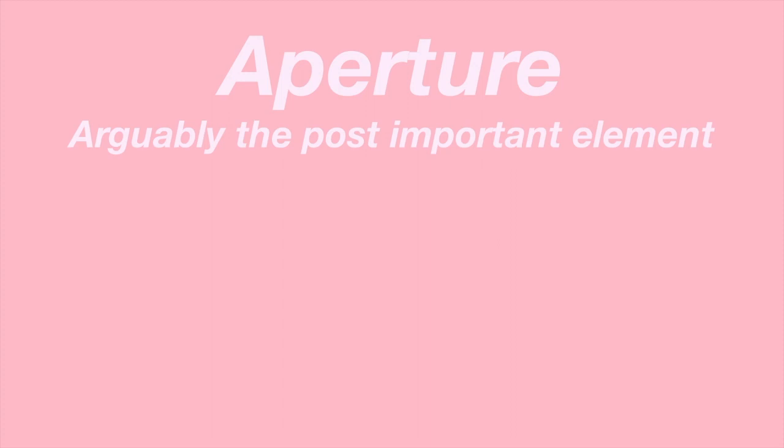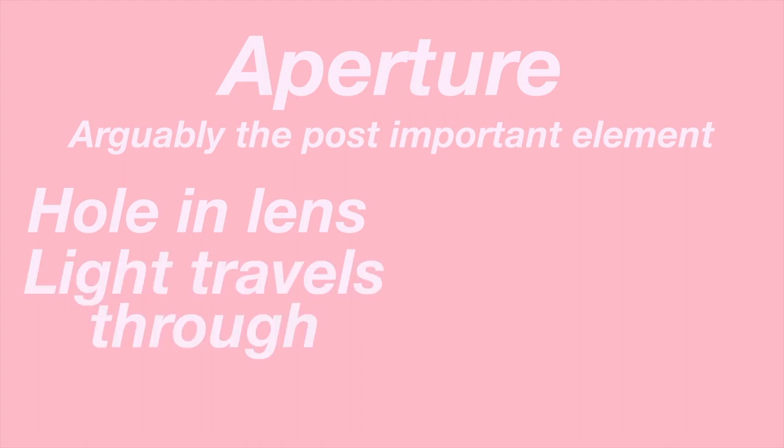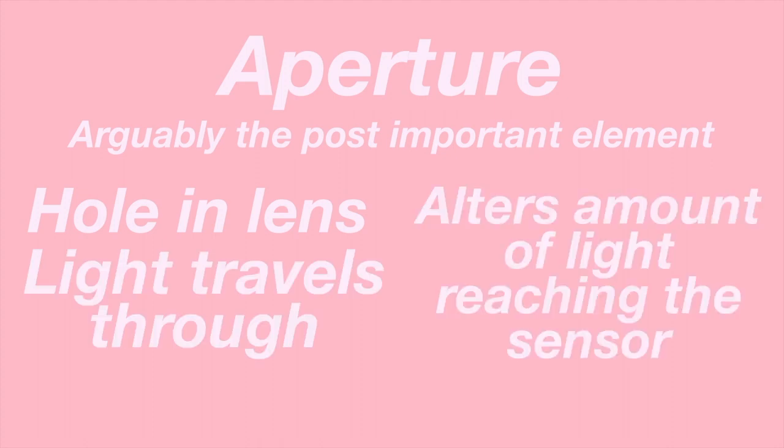Aperture. Aperture is arguably the most important element of the three. Aperture refers to the hole within a lens where light travels into the camera body from, that alters the amount of light that reaches the camera sensor. These are identified by f-stops, which are a way of identifying the size of the aperture and how open or closed the blades are for a particular photo.